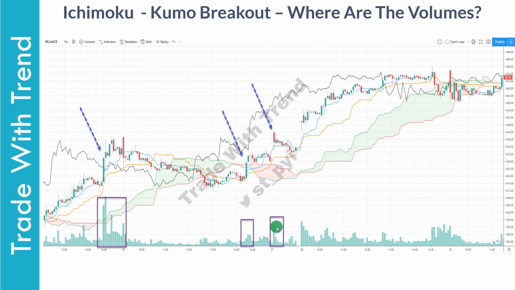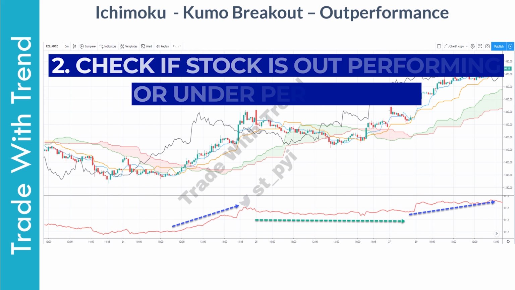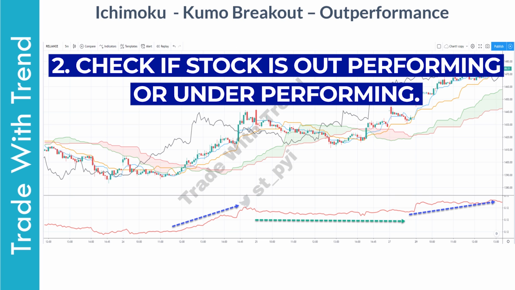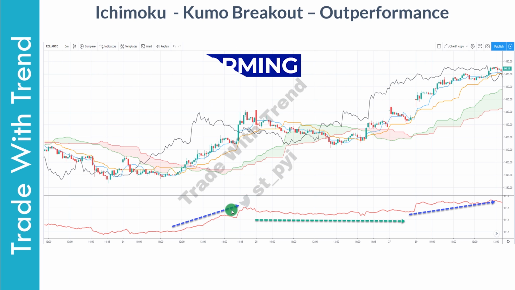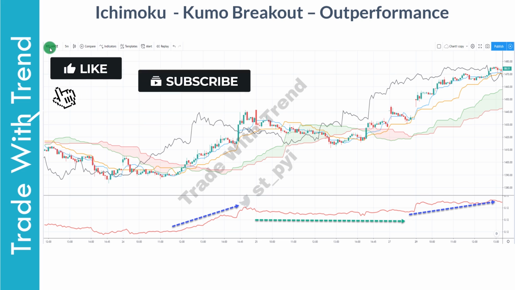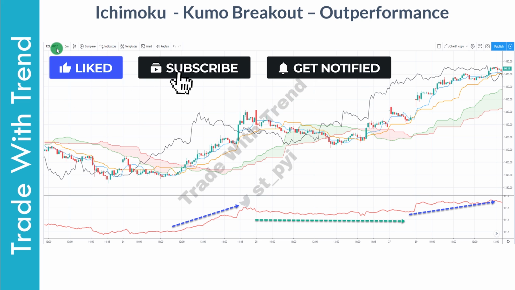The second condition you have to check is whether the stock is underperforming or outperforming the broader market index. For this particular thing, we use something called the comparative relative strength line. For seeing this, just divide the price of the stock by the price of the broader market index. In this particular example, I have divided the price of Reliance Industries by the price of the Nifty 500 index.